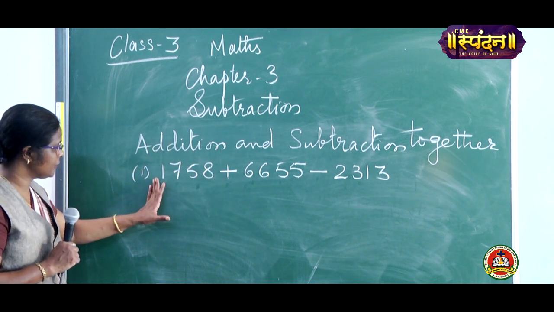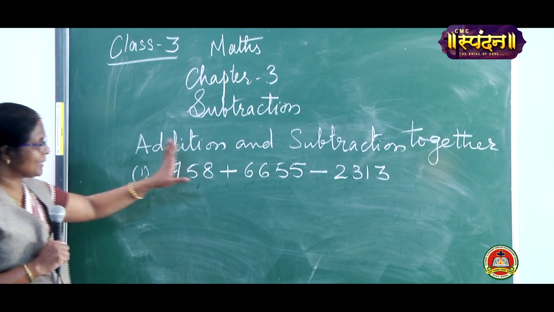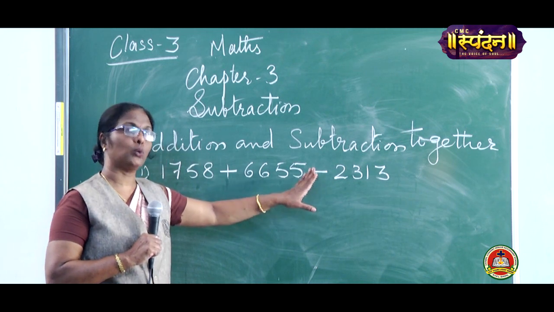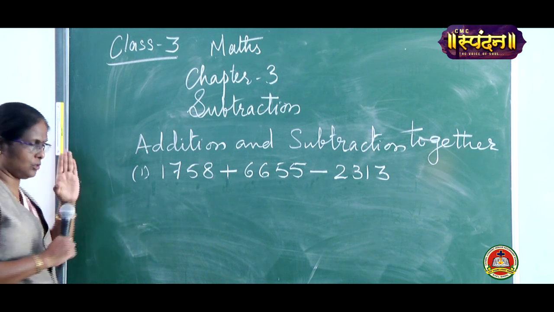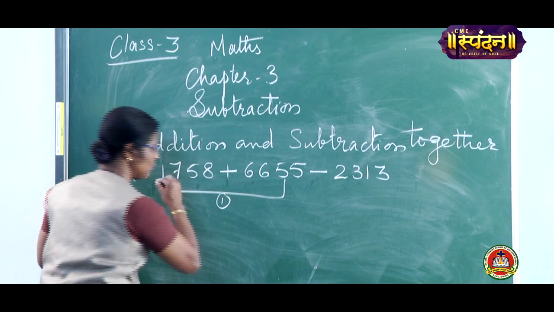Here you can see the first number has no sign, which means it has a plus sign. The second number has a plus sign, and the third number has a minus sign. So what do you have to do first? First you have to add the numbers with the plus sign together. So we are going to add these two numbers first.